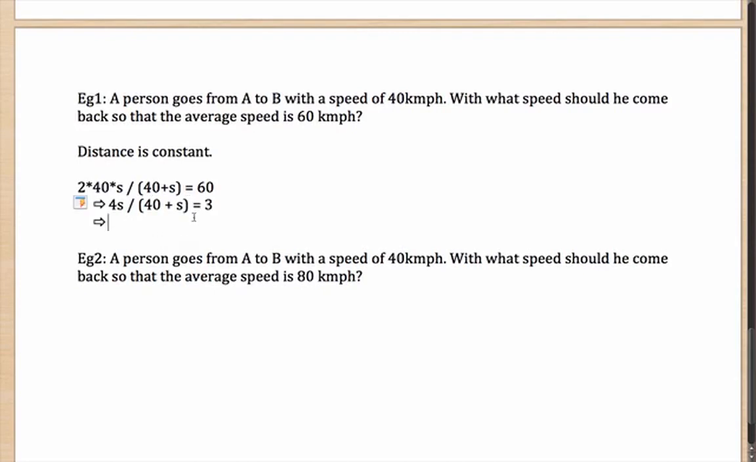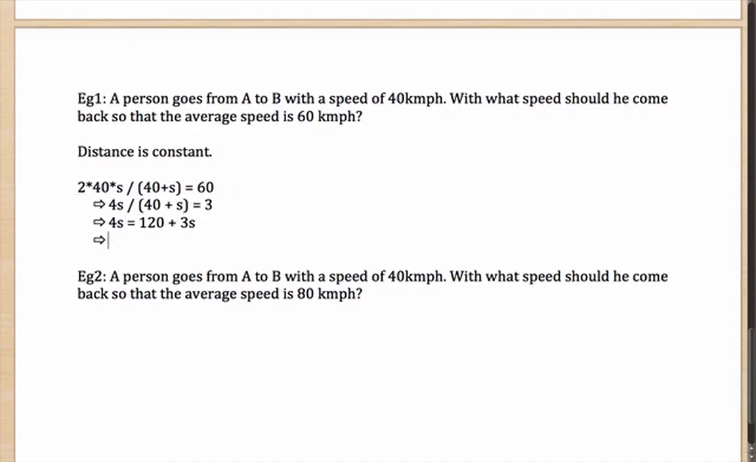Solve the equation further. 4s is equal to 40 into 3 or 120 plus 3s, which gives me the value of s as 120 kilometer per hour. So that is the answer that we were looking for. So if the person is going with 40 and the average speed should be 60, he should come back with 120 kilometer per hour. Very similar question, the next one.